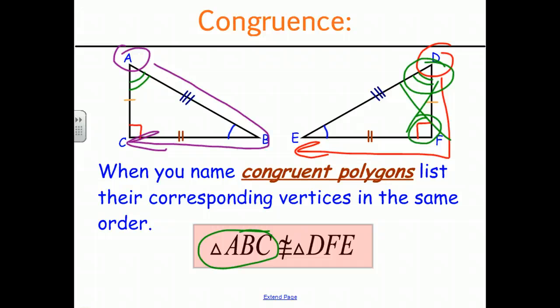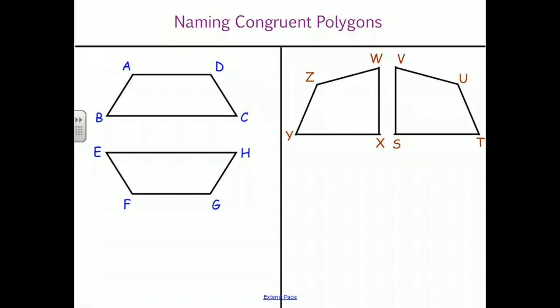So it's very important when you name them that you name them in the exact same order. So go ahead and practice this and see if you can name these two congruent polygons. Start at any vertex you want at the first one. Name this, in this case, trapezoid and generic quadrilateral on the right, and see if you can name the vertices in the exact same order. That is, not necessarily in the same orientation, clockwise or counterclockwise, but moving in the same direction around the shape so that those two shapes are congruent.